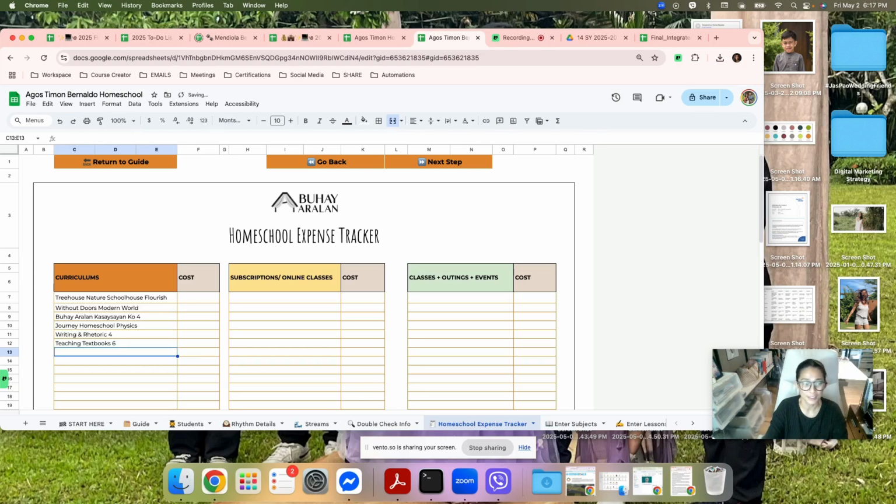She's in grade 5. Paco, on the other hand, is going to do Zoo Night Keeper for his language arts. And then he's also going to do, ano pa nga ba? Teaching Textbooks 3 for math. For music, we are going to do Thistles and Biscuits, Living Harmony.